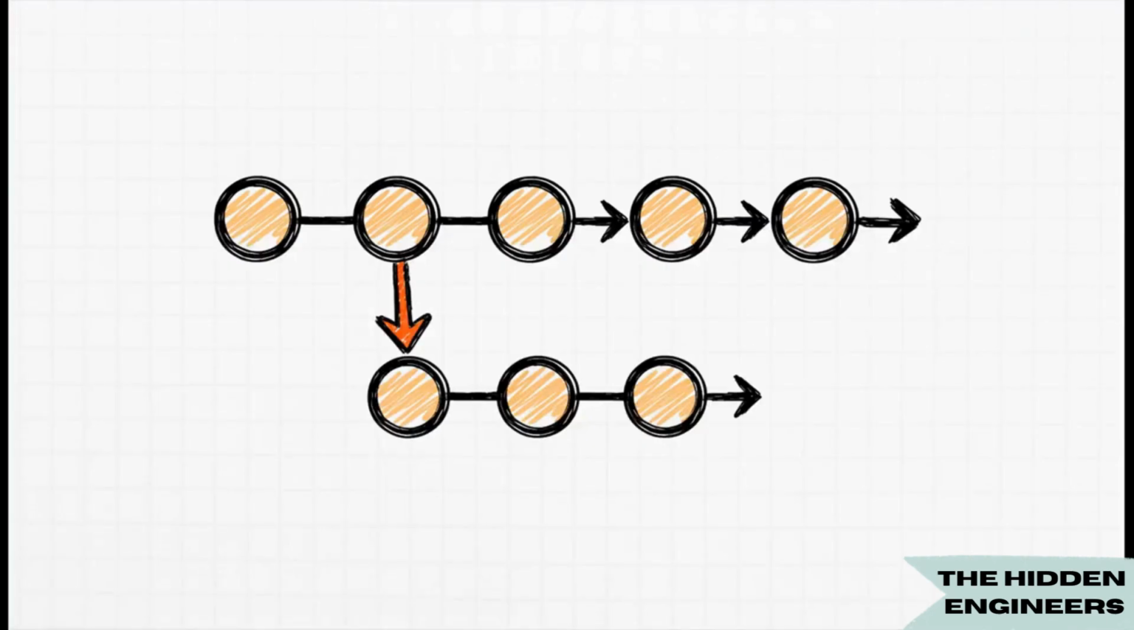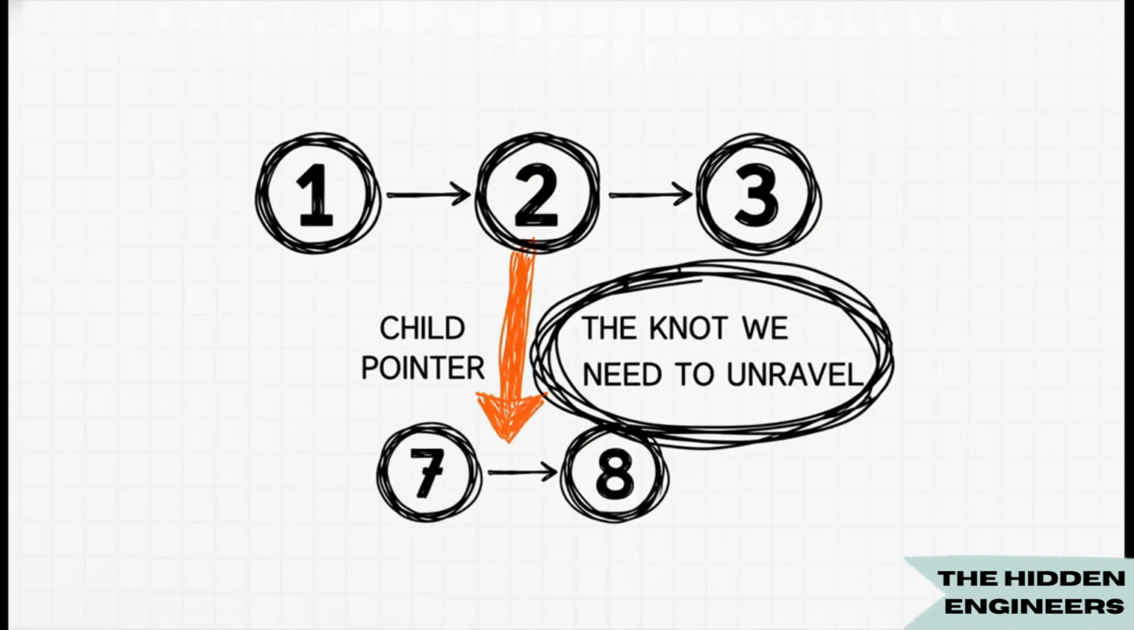So here's the core of the problem. You get a linked list, but there's a catch. Some of the nodes don't just point to the next one in line. They also have a child pointer that branches off to a whole separate list. Our job? We have to merge all of these child lists back into the main one to create a single, perfectly flat structure.